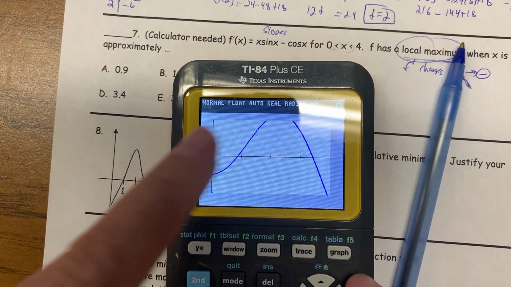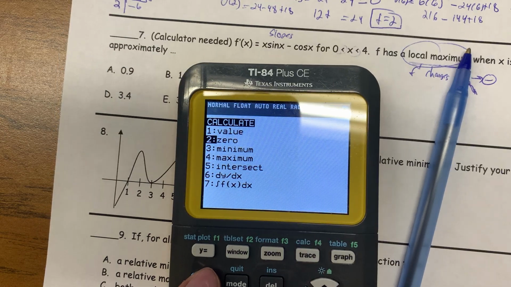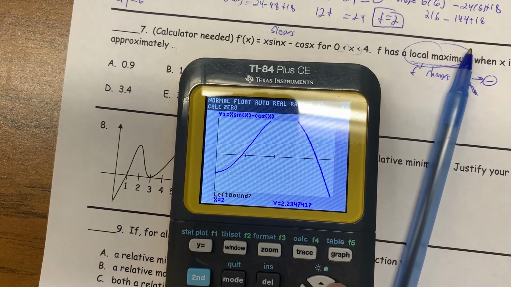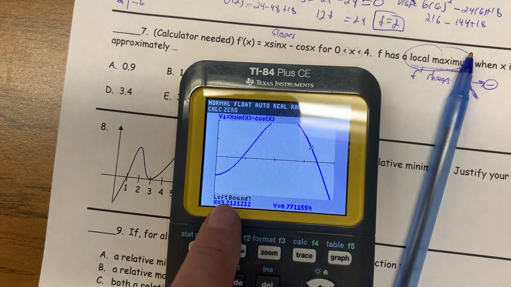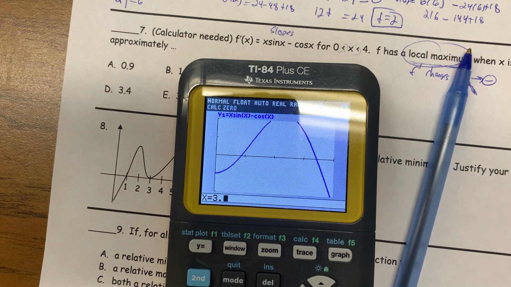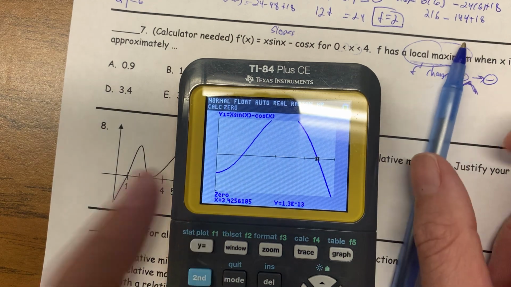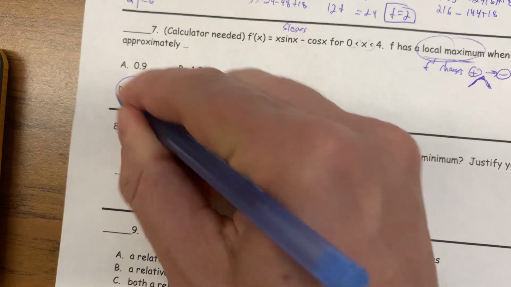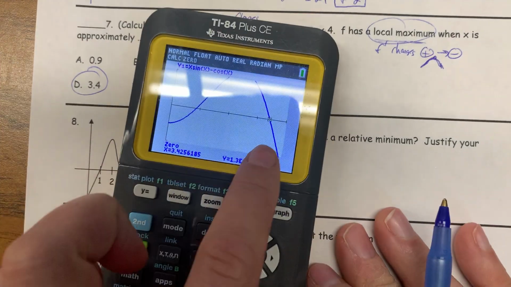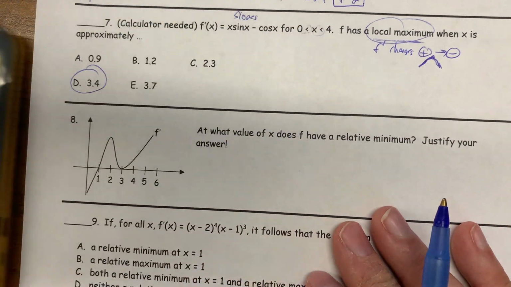I could put y equals 0 and find the intersection, or I could press second calc and use the 0 button. When you use the 0 button, you have to go to the left. You have to put 1 to the left of where your 0 is. So this is to the left. 1 to the right. So like, I don't know, 3.8 is going to be good enough. And then it'll find the one in between. So 3.4. And I guess I could have just probably estimated that 3.4 was the answer just by looking at this. It's further to the left than halfway between 3 and 4.